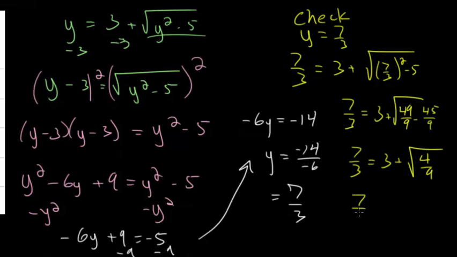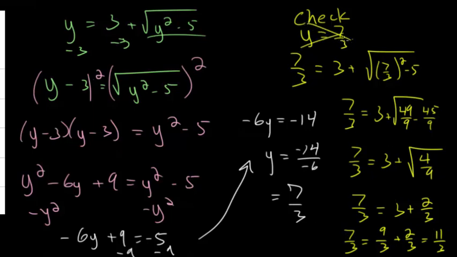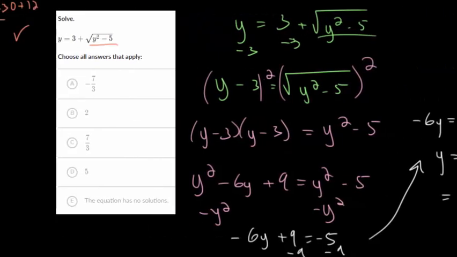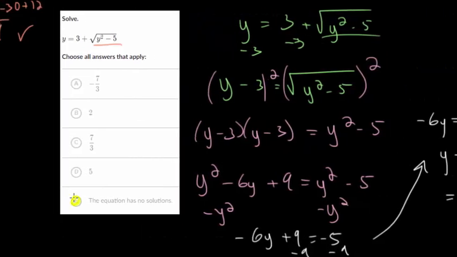And so 7/3 is 3 plus 2 for the square root of our numerator, and 3 for the square root of our denominator. And 3 plus 2/3, we'll want to change that to a denominator of 3 as well, so this becomes 9/3 plus 2/3, which is 11/3. And 11/3 and 7/3 are not equal. So this one actually has no solution. This was not the correct answer. And so for our multiple choice here, we would use choice letter E.